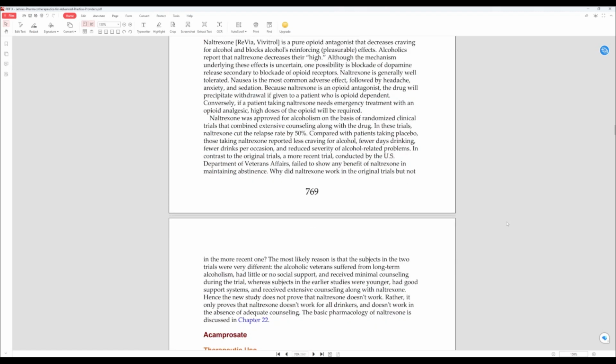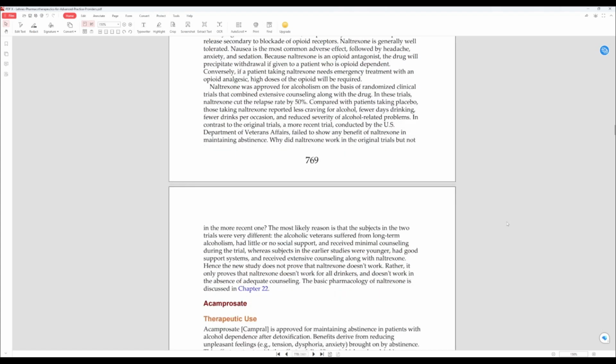Naltrexone was approved for alcoholism on the basis of randomized clinical trials that combined extensive counseling along with the drug. In these trials, naltrexone cut the relapse rate by 50%. Compared with patients taking a placebo, those taking naltrexone reported less craving for alcohol, fewer days drinking, fewer drinks per occasion, and a reduced severity of alcohol-related problems.